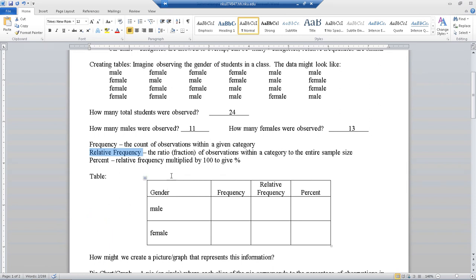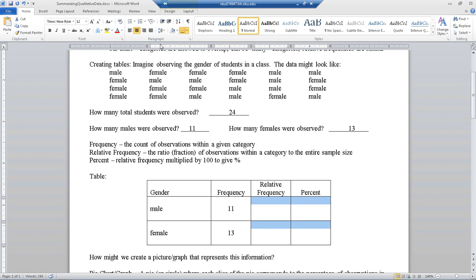Okay? So in our table, if I were making a table of observations, what I would do is say, okay, these are gender of students. So I've got male and female, and the frequencies would be 11 for male and 13 for female. Okay, so let's center that. Make sure these are centered too.